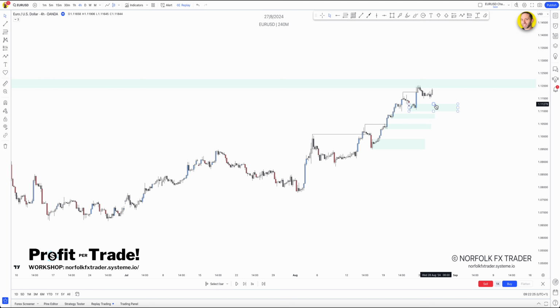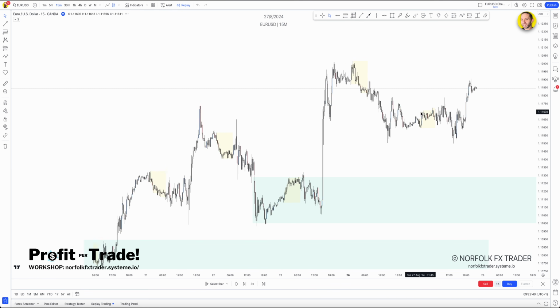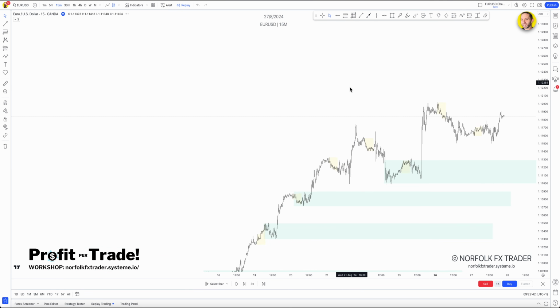So when we get here on this demand, we're not likely to really want to buy anyway because we're inside a demand and still inside a supply on the daily at that point. But we go down to 15. This will make more sense as we go down these time frames. Let's now shrink this chart down.